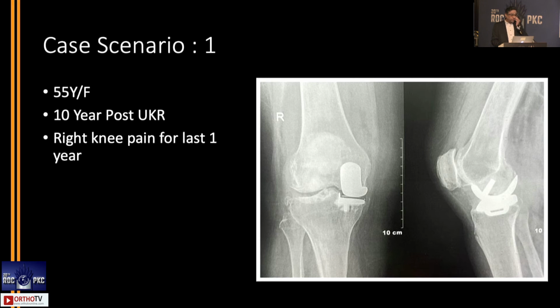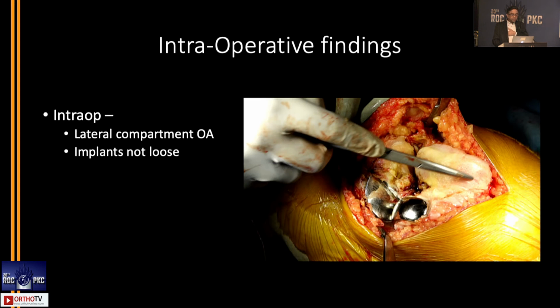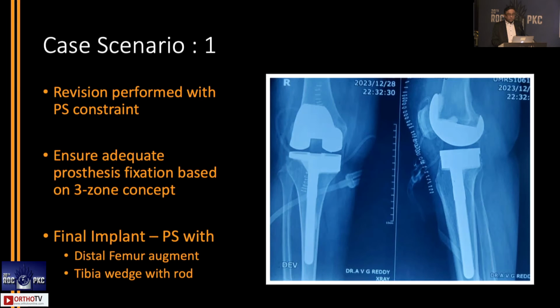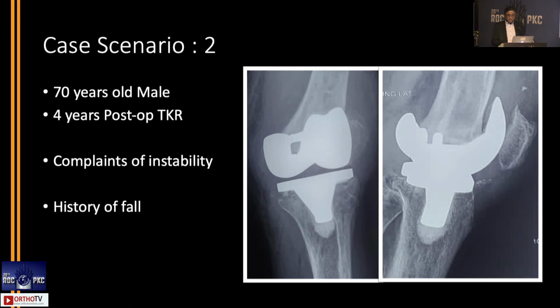A 55-year-old female, 10 years post-UKR, right knee pain for the last 1 year. Intraoperative findings: lateral compartment OA, and the implants are not too loose, but the opposite compartment is arthritic. So you have to revise that. The revision was performed with a PS constraint here, ensuring adequate fixation based on the 3-zone concept, as alluded to already. Final implant: distal femoral augment and tibial wedge with rod. No need of increasing the constraint here.